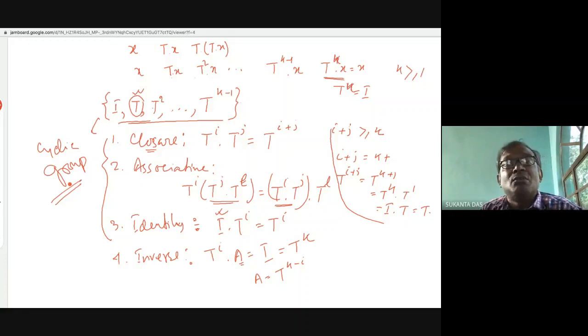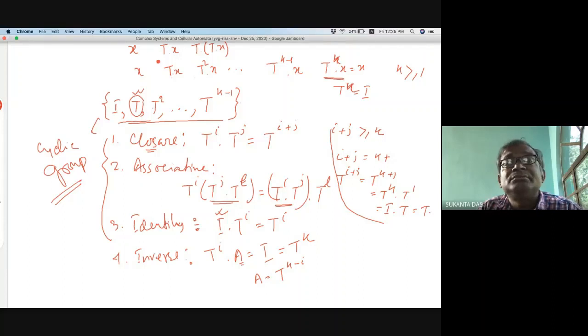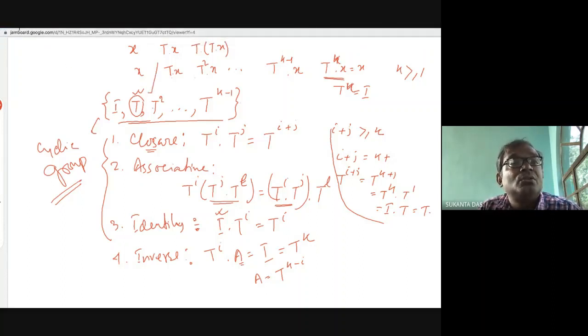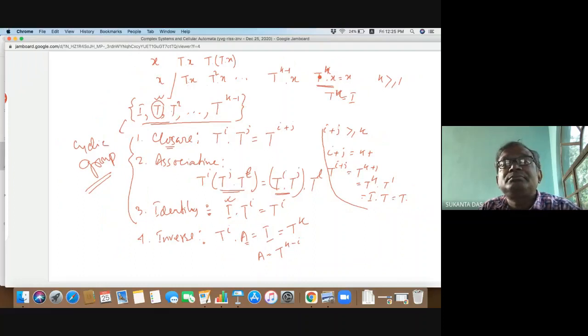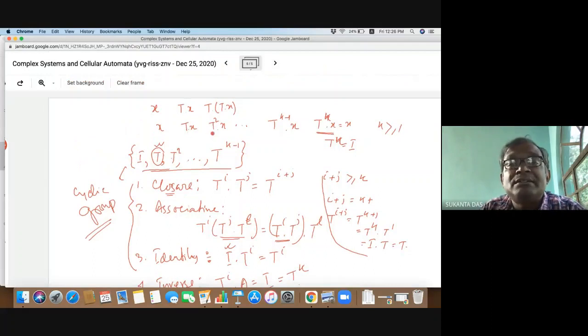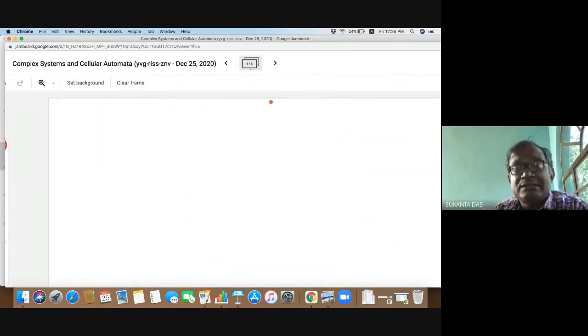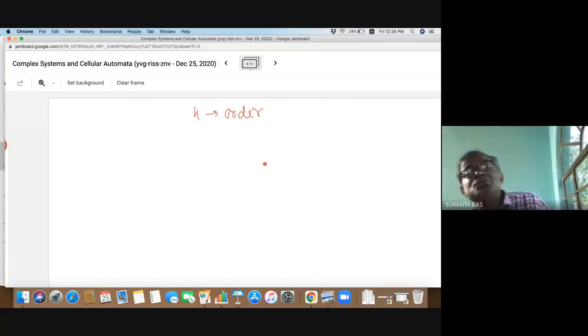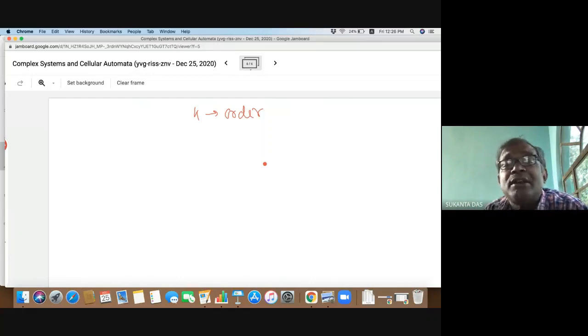Okay. Now, what is k here? What is k? This k is nothing but the order of the group. A cyclic group has an order. So this is a cyclic group of order k.